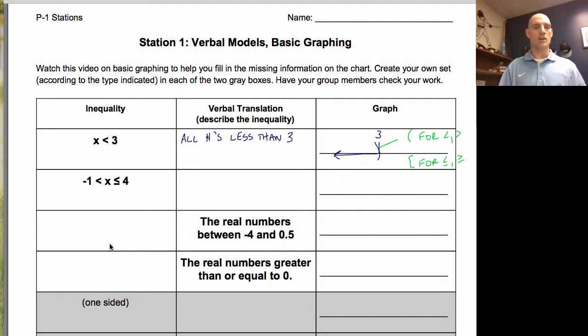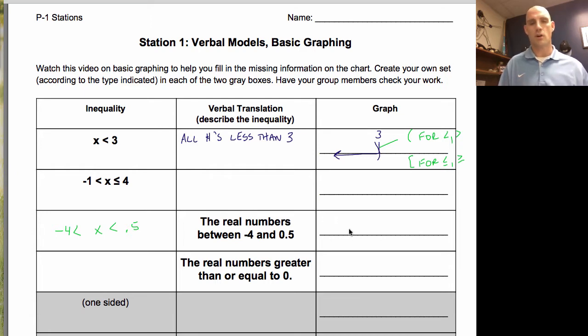So when I jump down here to this third one, everything I leave from this set of boxes is going to be for you. In this third line here, I've given you the verbal translation. So the real number is between -4 and 0.5. Let's fill in the inequality first. Actually, it might help you to do the graph first, but we'll do the inequality first. So if it's between -4 and 0.5, what goes in the middle here? This is what we call a compound inequality. And so -4 is less than our number, which is less than 0.5.